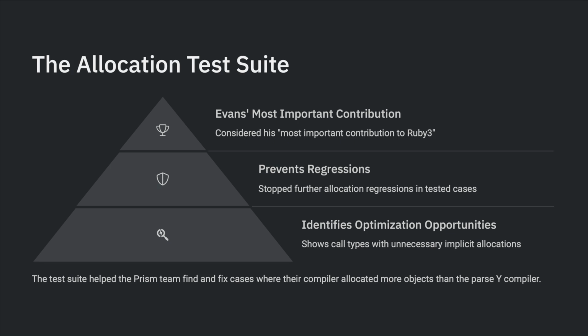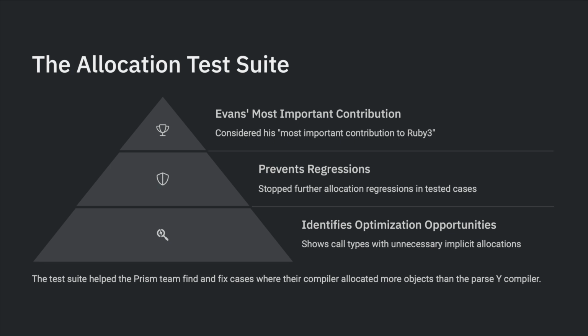Well, first off, it worked. For the code patterns they wrote tests for, it successfully prevented any new allocation regressions during the 3.4 development cycle. It was like a safety net. Okay, that's huge. And it was also apparently super helpful when they were integrating the new Prism parser. They could use these allocation tests to compare Prism against the old parser, parse.y, and make sure Prism wasn't allocating more stuff for the same code before making Prism the default.